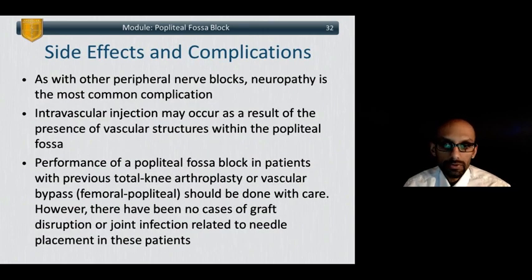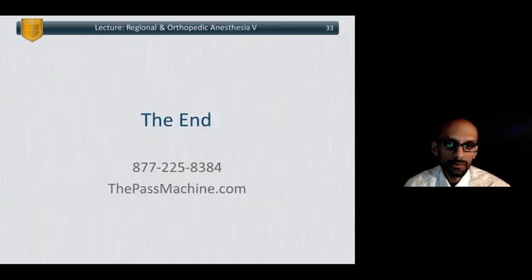So, as with any other peripheral nerve block, nerve injury is a potential complication. Intravascular injection can occur, although it's pretty easy to identify the vessels on ultrasound imaging and avoid them completely. Doing this block in a patient with a previous total knee arthroplasty or vascular bypass, such as fem-pop bypass, has to be done with care. But there haven't been any reported cases of graft disruption or joint infection related to needle placement in these patients. So there you have it.